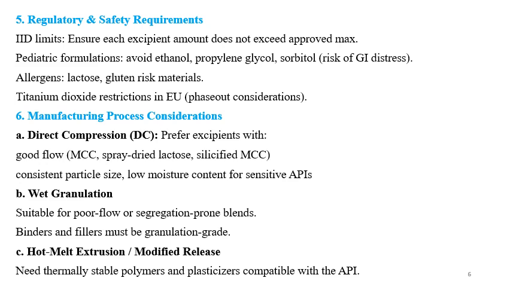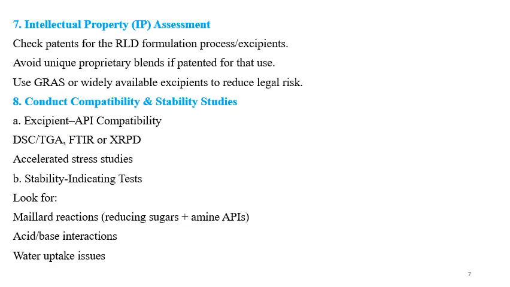Hot melt extrusion, modified release: based on the technology, based on the dissolution profile required and based on the formulation design, you can select the excipients. So for hot melt extrusion, the thermally stable polymers and plasticizers can be used and are required to be used, and these should have compatibility with the API. Then IP assessment.